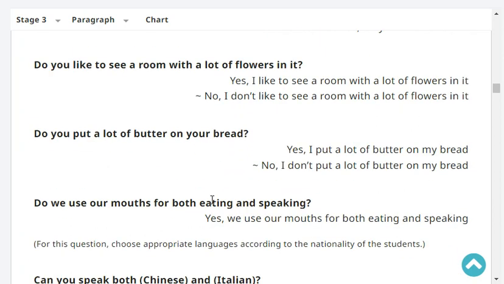Greg, do you like to see a room with a lot of flowers in it? Yes, I like to see a room with a lot of flowers in it. Very good. Do you put a lot of butter on your bread? Yes, I put a lot of butter on my bread. Very good.